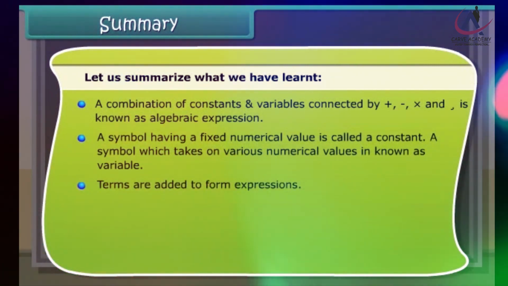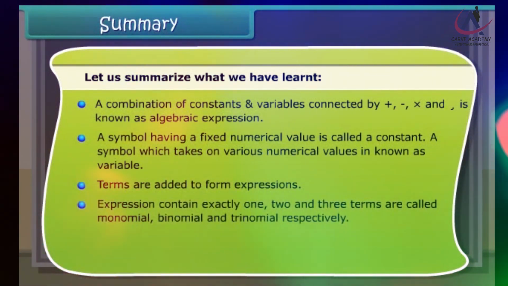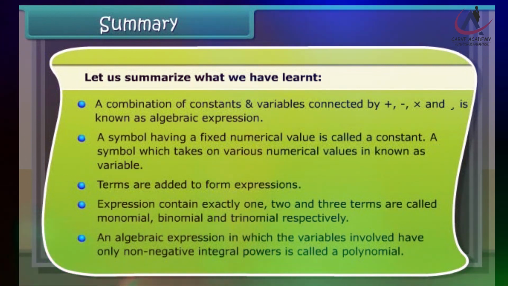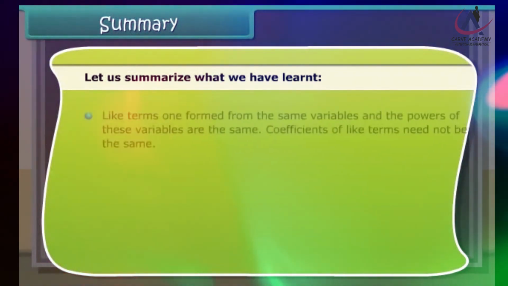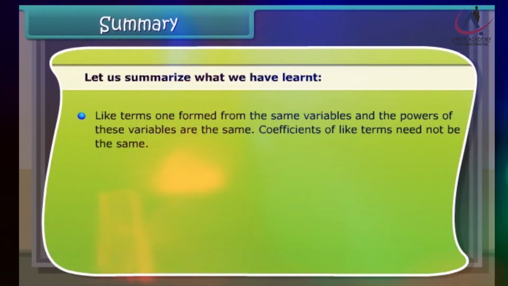Terms are added to form expressions. Expressions containing exactly 1, 2, and 3 terms are called monomial, binomial, and trinomial respectively. An algebraic expression in which the variables involved have only non-negative integral powers is called a polynomial. Like terms are formed from the same variables and the powers of these variables are the same. Coefficients of like terms need not be the same.